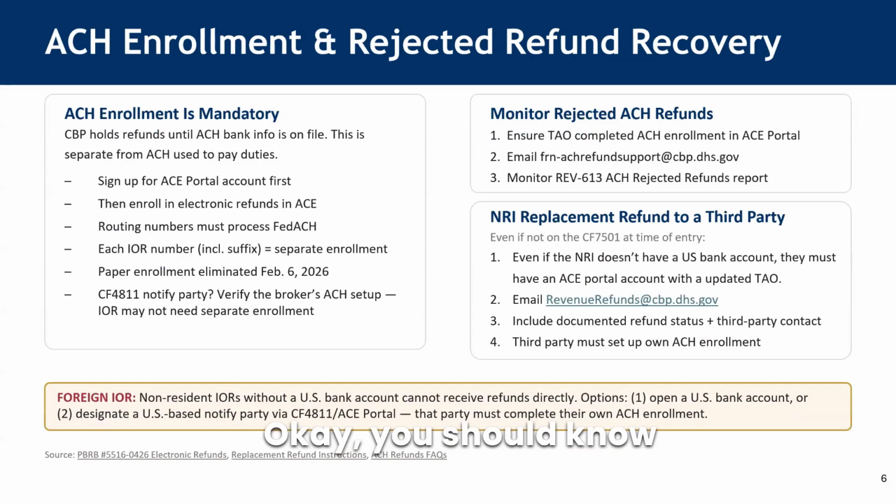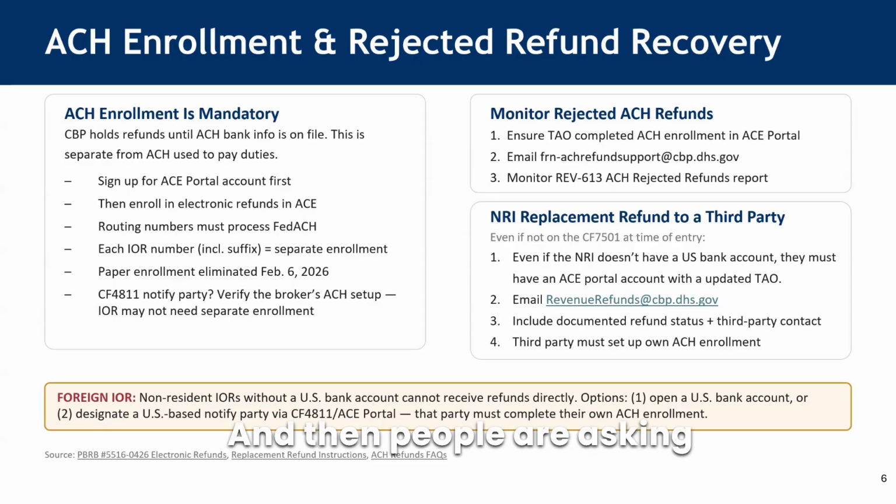Okay, you should know a lot of this already on ACH enrollment, automated clearinghouse, but it's mandatory, guys. Even if you file that CAPE declaration, CBP is going to hold your money, so you need to make sure your bank info is up to date. What are some of the nuances of that? You want to sign up for your ACE portal account first, okay, and then you're going to enroll your electronic refunds in ACE. Make sure your routing number is correct in order for it to be processed.